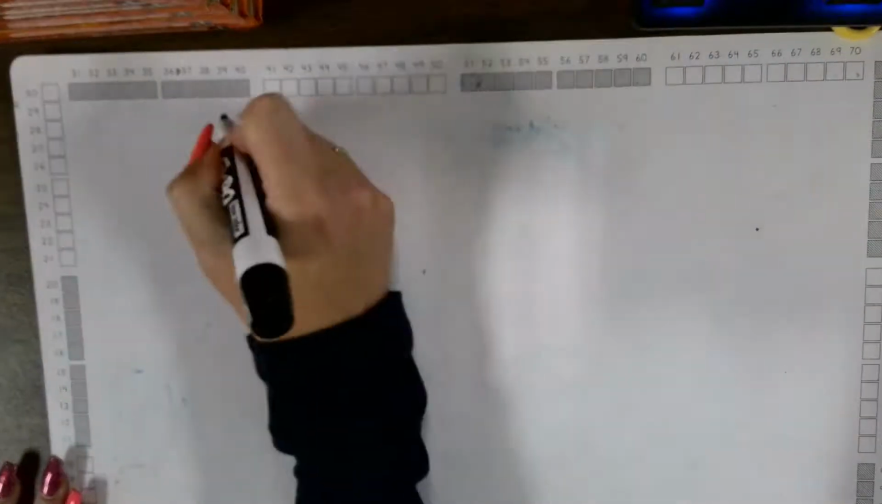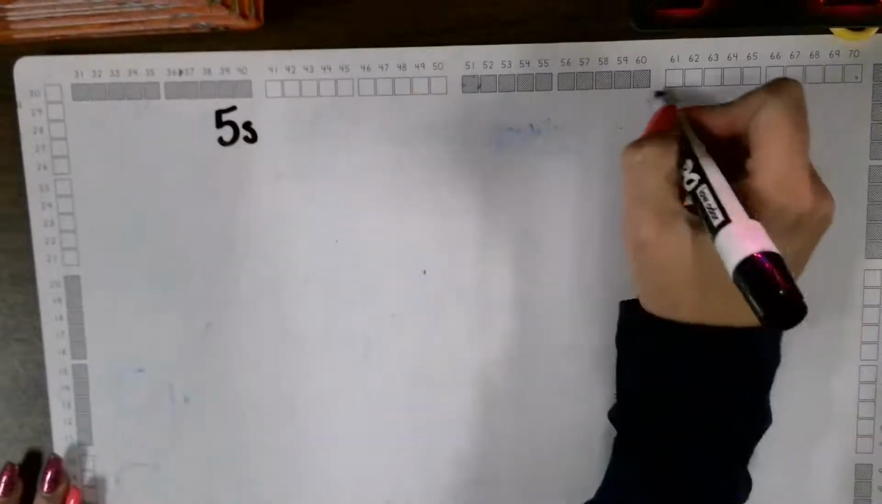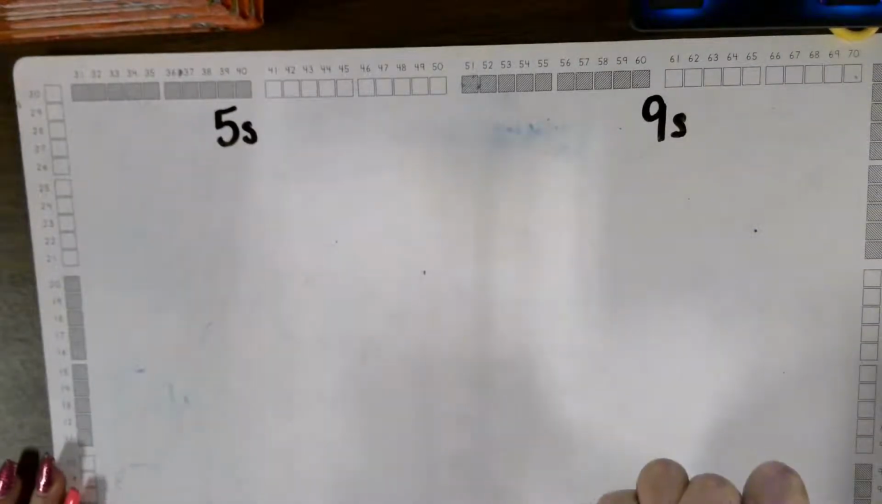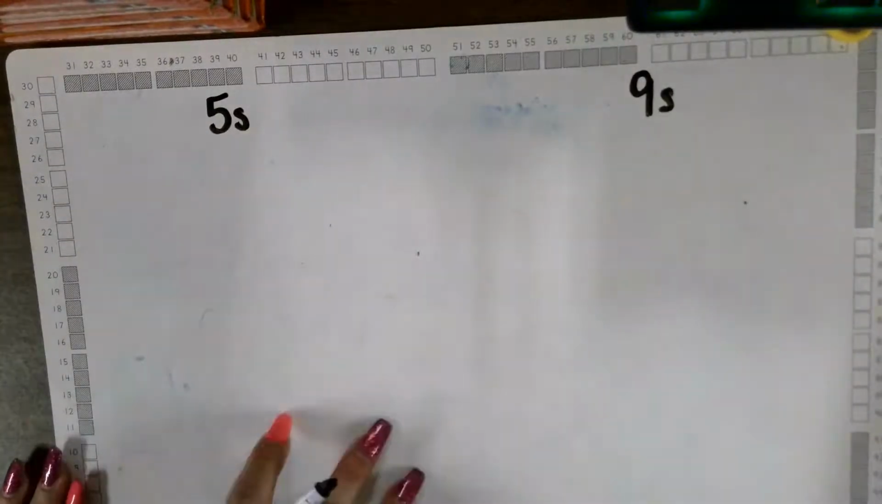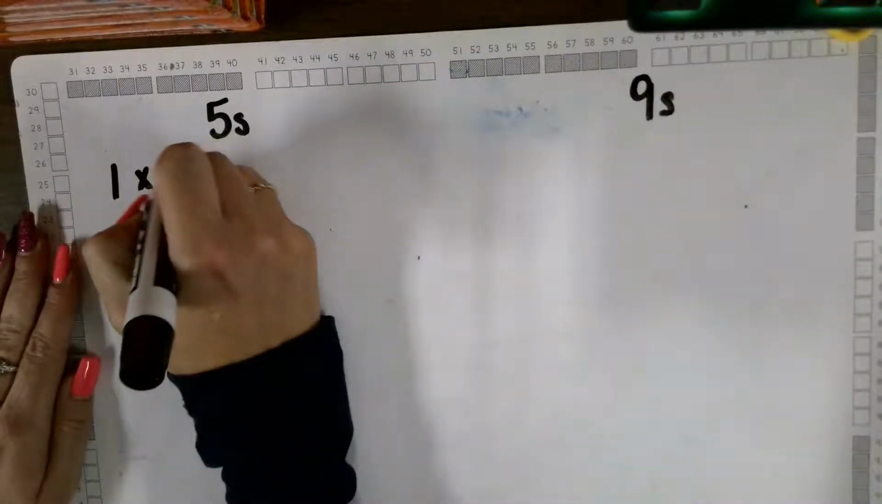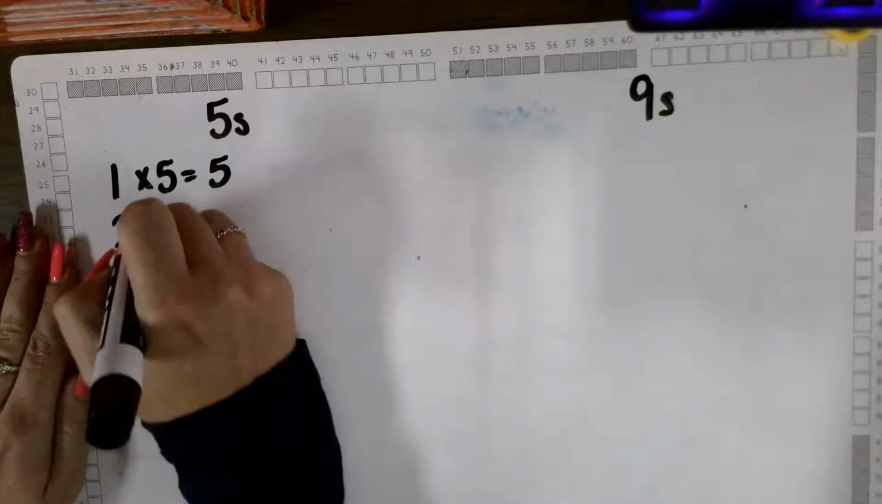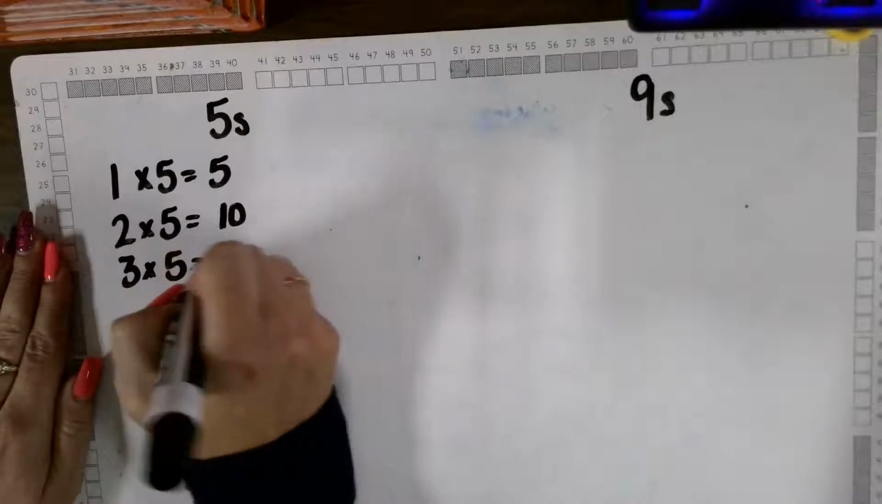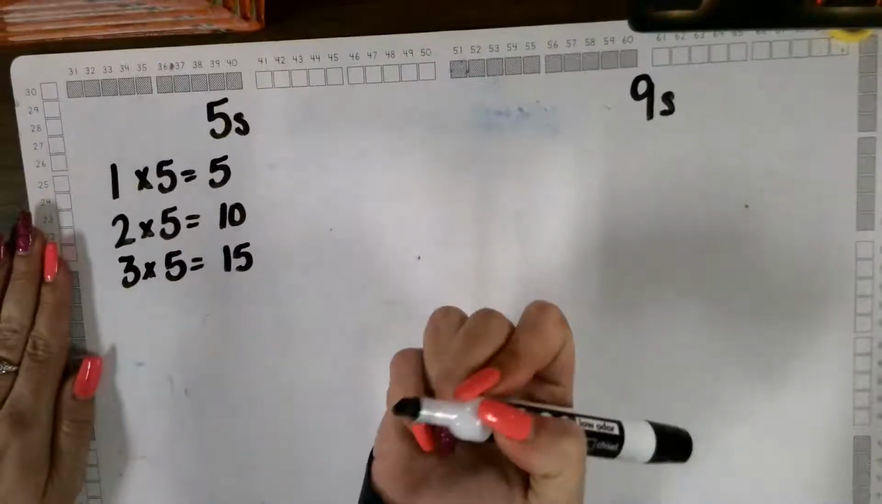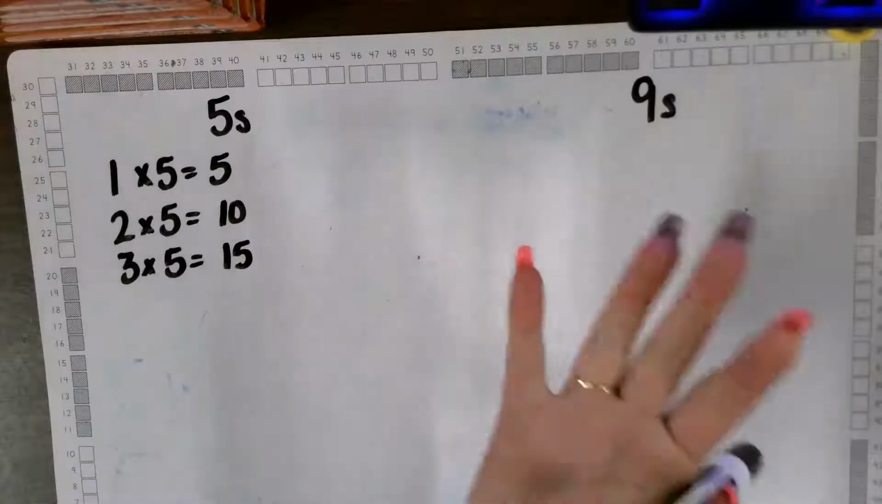Okay, so today I want you to practice doing your 5s times tables and your 9s times tables. And I would like for you to practice writing each one of these individually twice. So that means I'm going to do my 5s one time, my 5s again. I'm going to do my 9s one time, my 9s again. Okay? So I'm going to say 1 times 5 equals 5. 2 times 5 equals 10. 3 times 5 equals 15, and you're going to keep going. Okay, I think we know this format because we've been practicing it a lot in class.